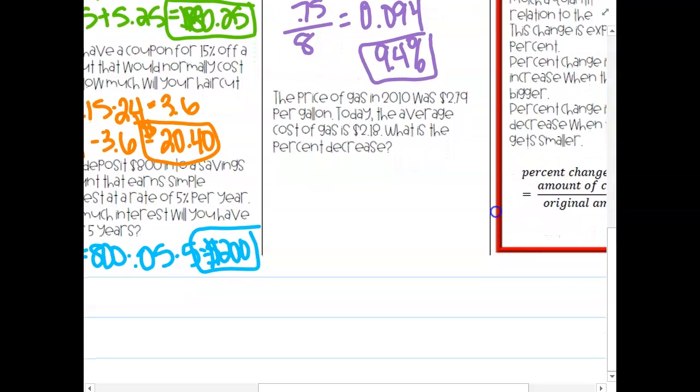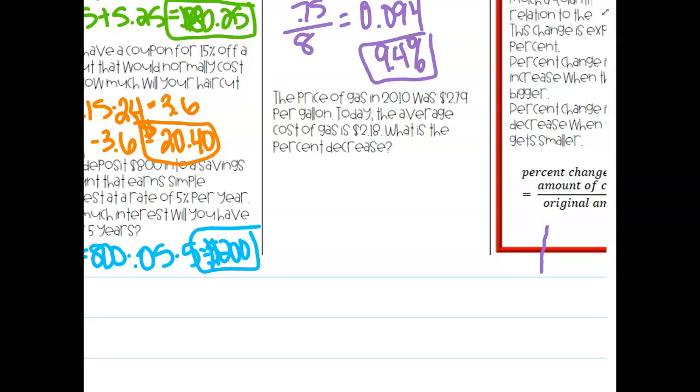Okay, the price of gas in 2010 was $2.79. I should say today, this was last year, so it was a year ago. The price of gas now is way more expensive, about $1 more than that. So I should have changed that. So this was last year. The average cost of gas last year was $2.18. What is the percent decrease?